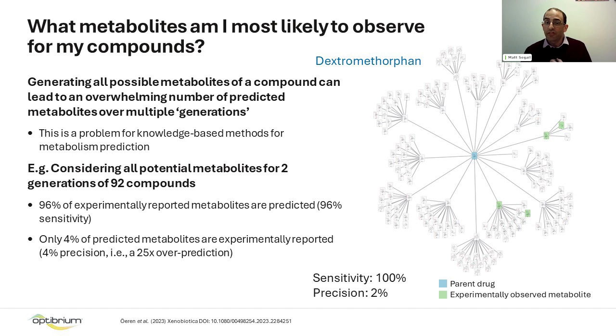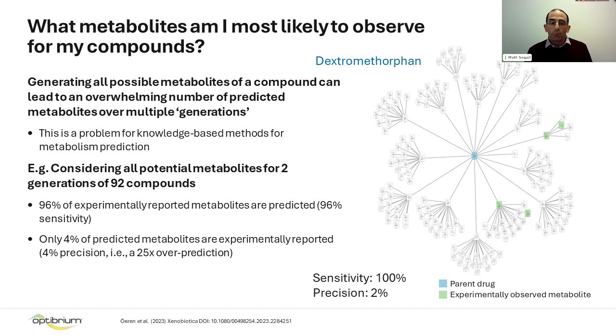So here I'm showing for dextromethorphan just 2 generations. Here's the drug itself. Here are its direct potential metabolites. And then there's the metabolites of the metabolites. That's 2 generations. And of course, there can be multiple generations formed in vivo. But even if we're just looking at 2 generations, we can see here the green compounds highlighted here are those that are observed experimentally, and they're a tiny proportion of the potential metabolites.